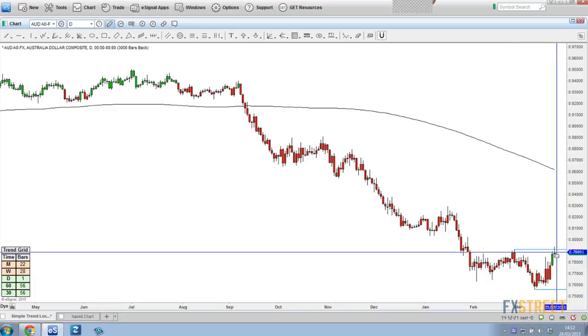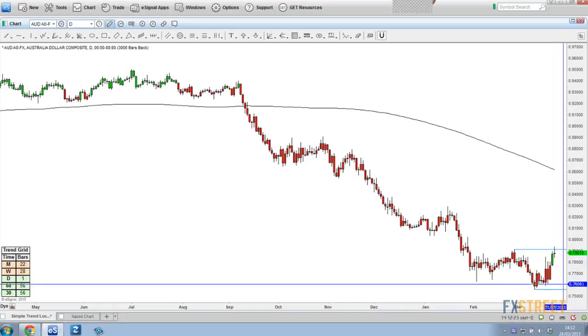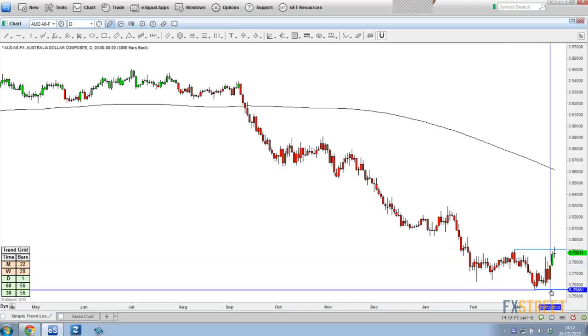How will we get that? That is when price weakens and breaks and closes below this support level. A break and a close below this support level, and we can expect price to target 0.70.